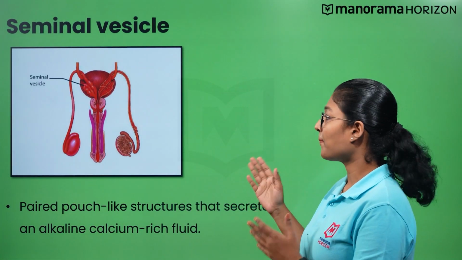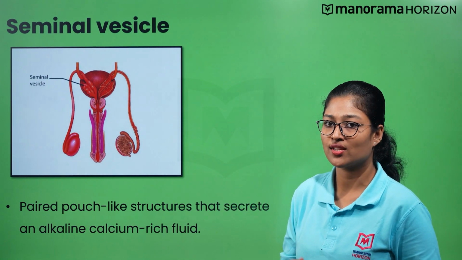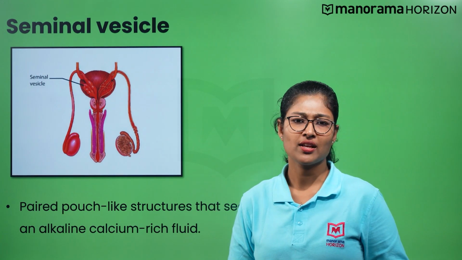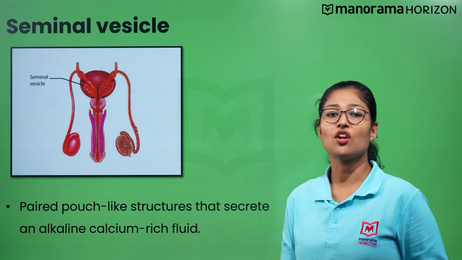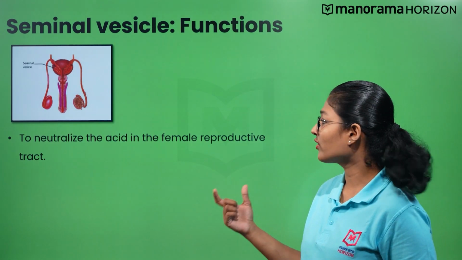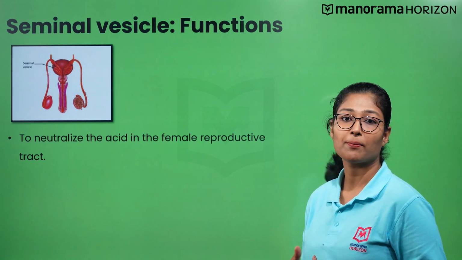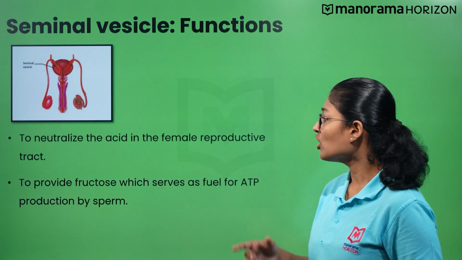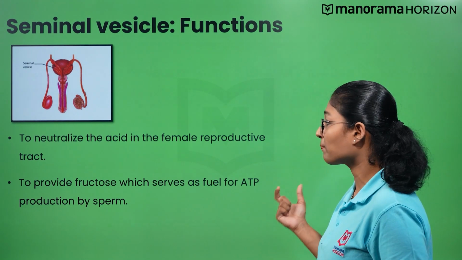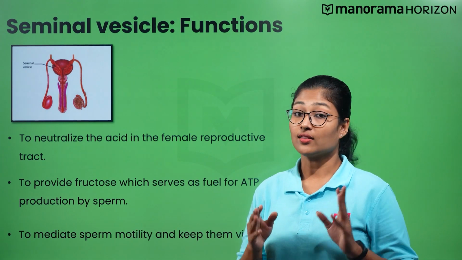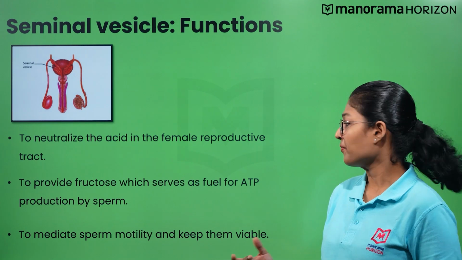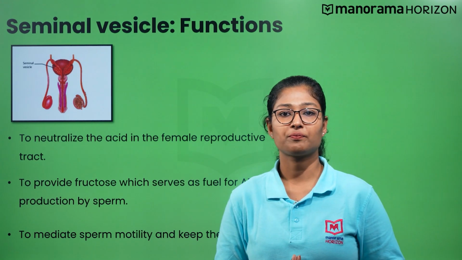Seminal vesicles are paired pouch-like structures that secrete an alkaline calcium-rich fluid. Let us now check the function of this fluid. The first function is to neutralize the acid in the female reproductive tract. Second function, to provide fructose, which serves as a fuel for ATP production by sperm. The third function is to mediate sperm motility and keep them viable.